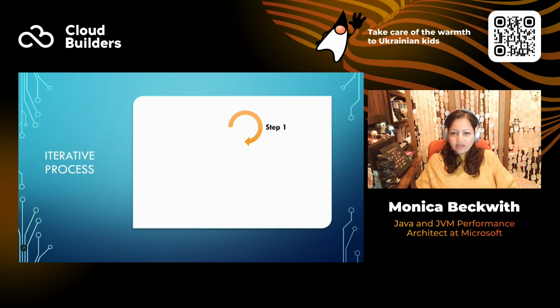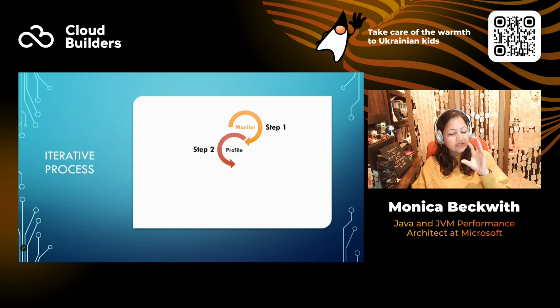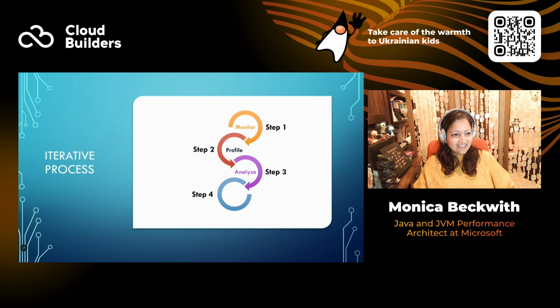So step one in the iterative process is to monitor, okay? And we'll detail each step quickly. Step 2 is to profile. Step 3 is to analyze. Step 4 is to tune and apply. Okay, let's talk about each step here.